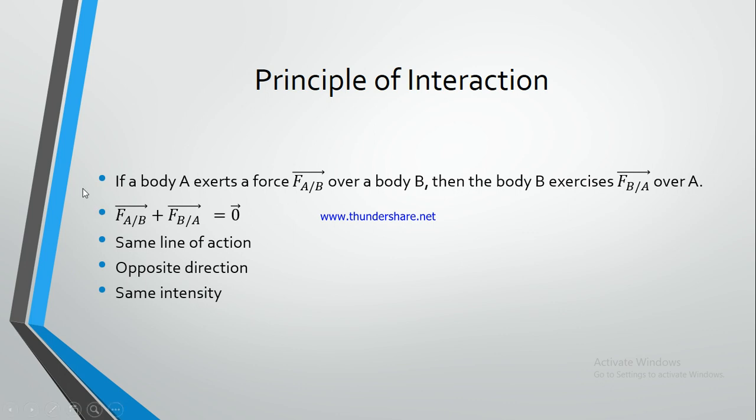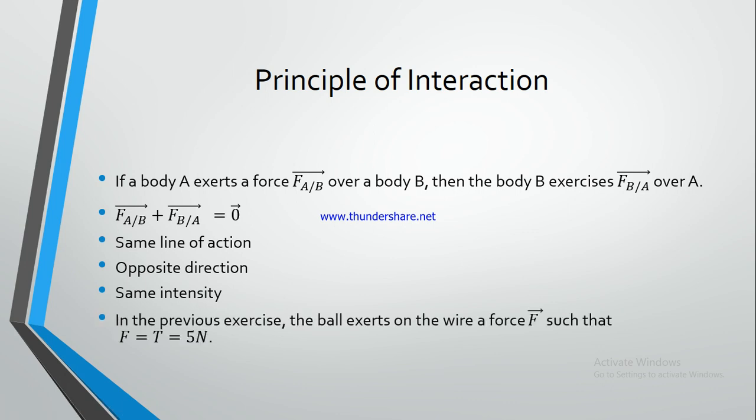So we have a vector relationship between these two forces: the sum of the vector forces is zero. So we can conclude that they have the same line of action. They are collinear forces. They have opposite directions and the same intensity. In the previous exercise, the ball exerts on the string a force F such that F equals T equals 5 Newton.